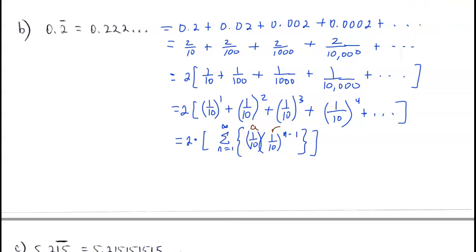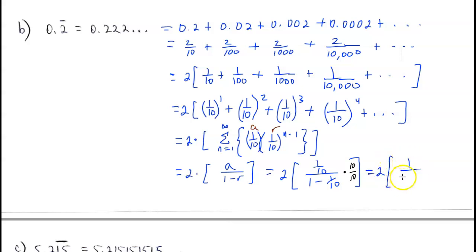So this sum is just going to be 2 times A divided by 1 minus R, where A is going to be 1/10, and R is also going to be 1/10. To make this look nice, we'll just multiply the numerator and denominator by 10. This will end up being 2 times 1 over 10 minus 1. And of course, that will just end up being 2/9 at the end of the day. And so that is how we could express the number 0.2 repeating as a fraction.